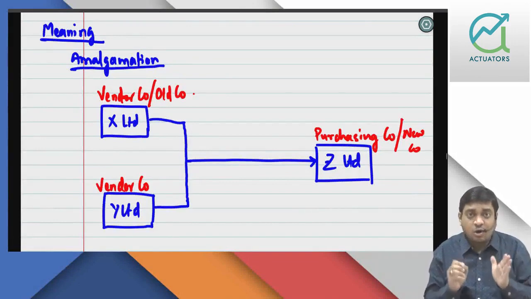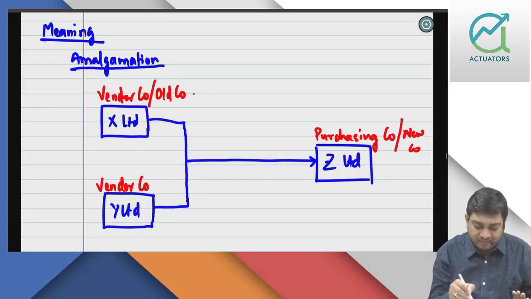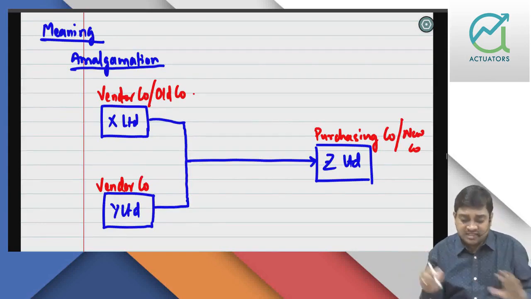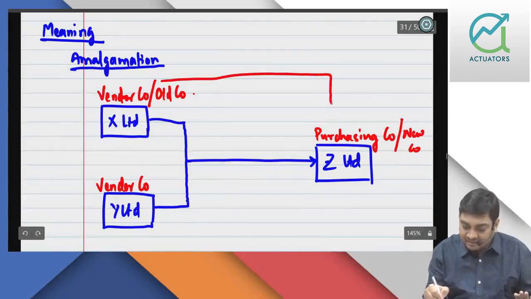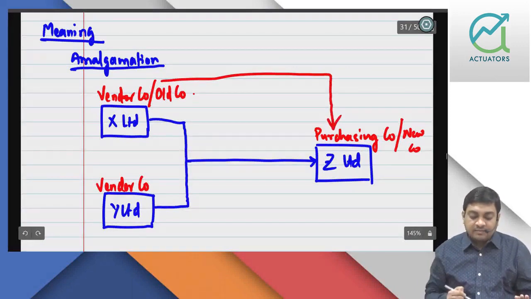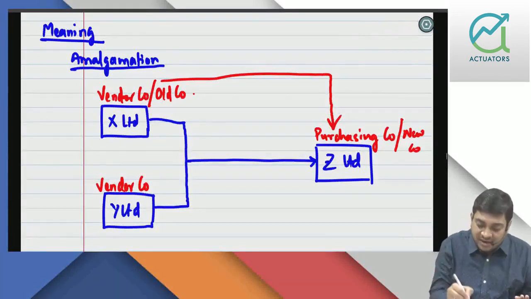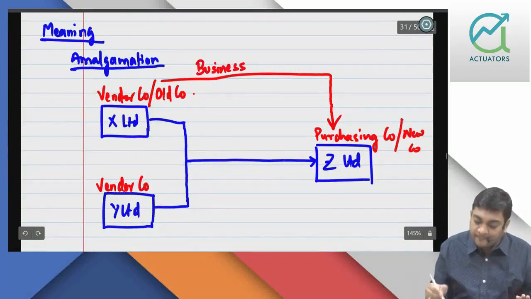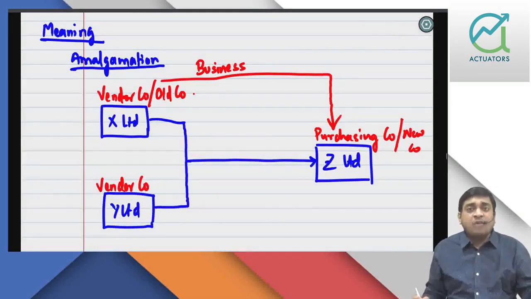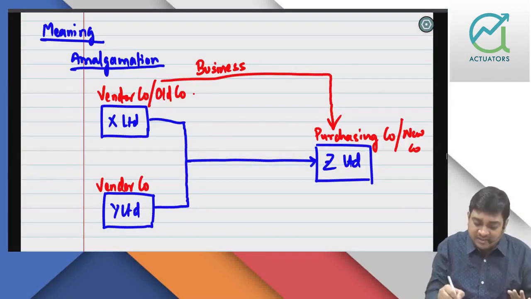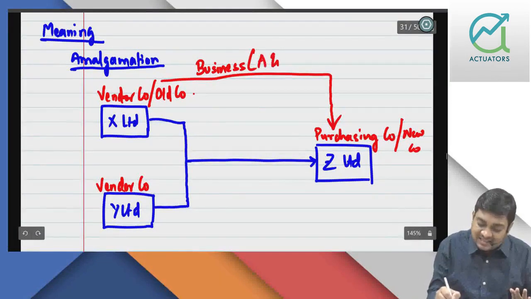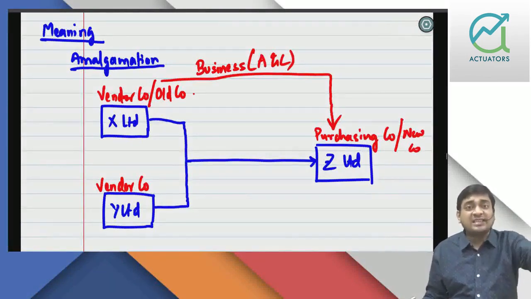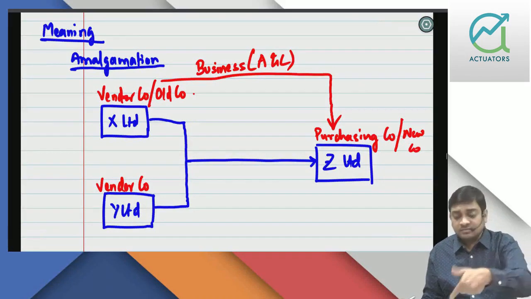So now let us talk on individual basis. What will happen? X Limited's business will now be carried out in the name of Z Limited. It means that X Limited has transferred business to Z Limited. Now when you transfer business, how do you transfer business? By transferring assets and liabilities. So now the assets which were of X Limited will now be of Z Limited.